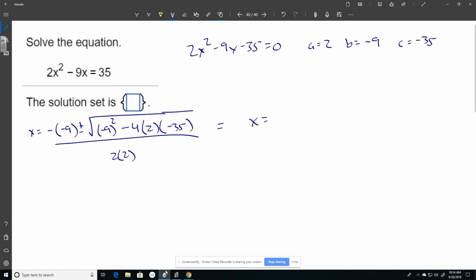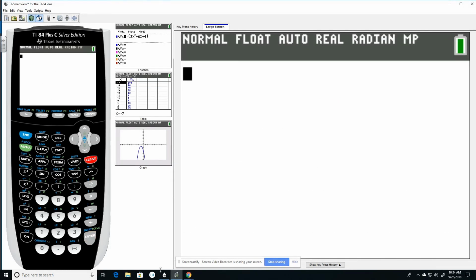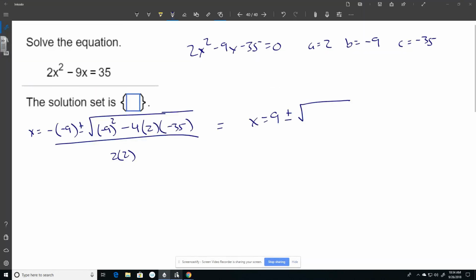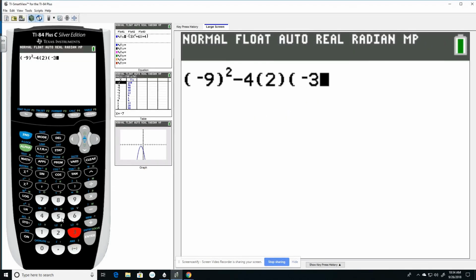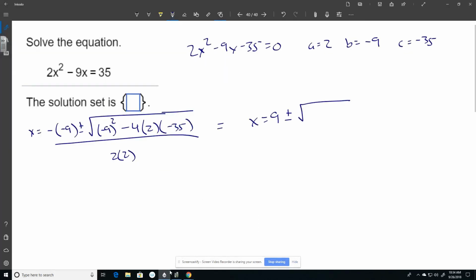So I simplify. X equals -9 becomes +9, plus or minus the square root. This big mess right here, again, remember, you can just plug it in your calculator. We're plugging in -9 squared, -9 in parentheses, squared. If you forget the parentheses, you're going to get it wrong. Minus 4 times A, which is 2, and then times C, which was -35. So -35. When I hit enter, 361. That means that this right here is 361. All of that divided by 2 times 2, which is 4.